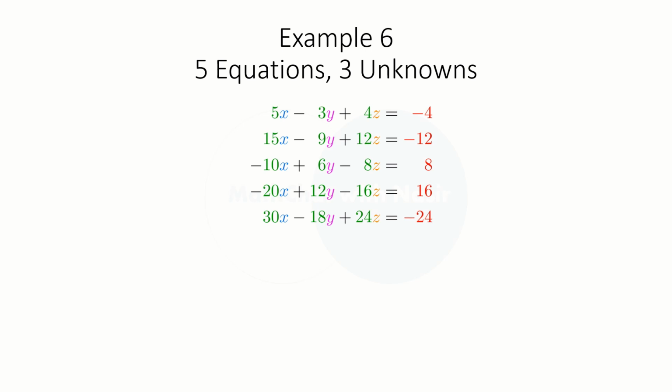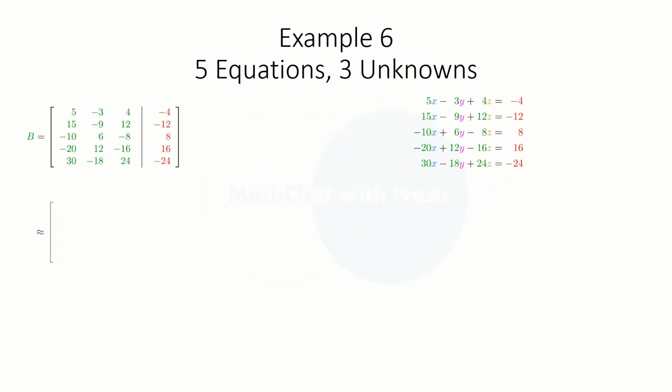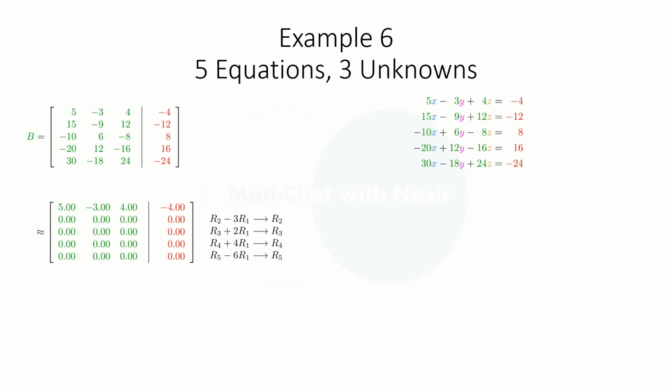This example also has 5 equations with 3 unknowns. Write the augmented matrix and perform 4 elementary operations to make all the elements equal to 0 below the first pivot element. All the equations except the first equation have vanished. It means that there is effectively only one equation. There is no degenerate equation, so the equations are consistent.